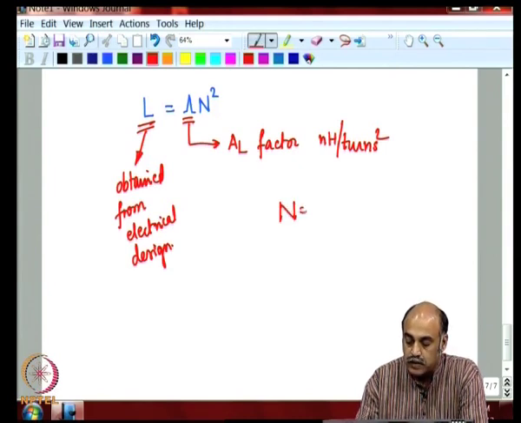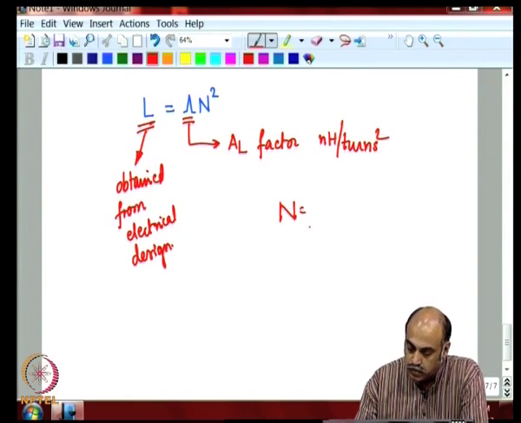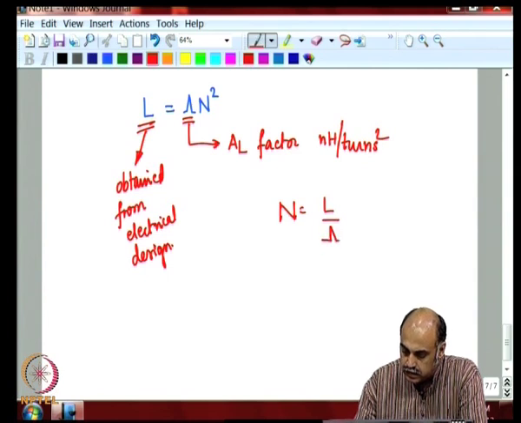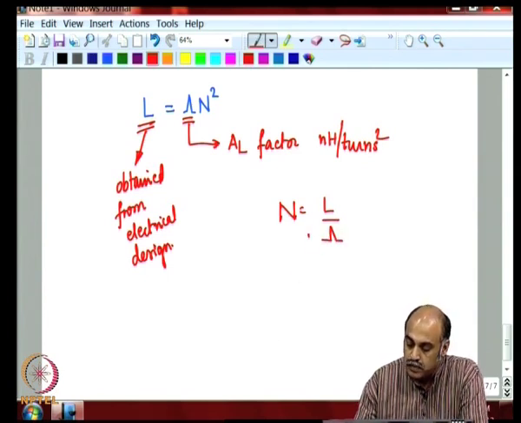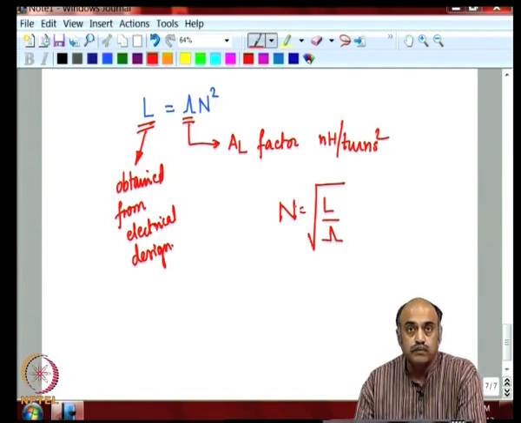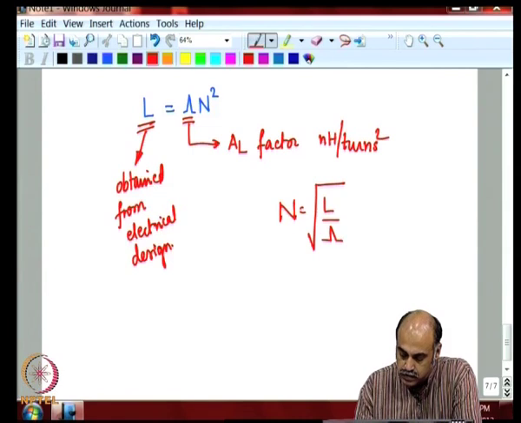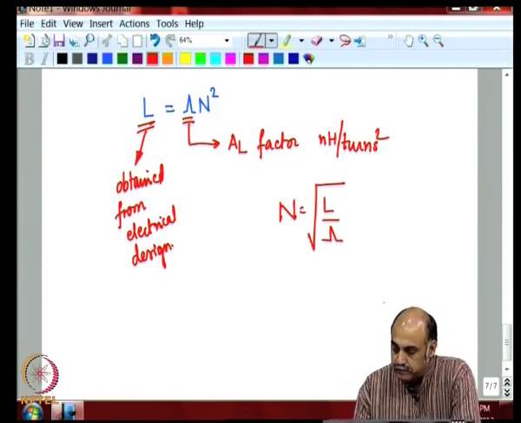Then N, the number of turns that you need to put for the particular core, would be the square root of L by lambda, the permeance, because this is nanohenry per turn square. The root of it would give you the number of turns that you need to wind to get that value of L. So, this is a very important relationship.